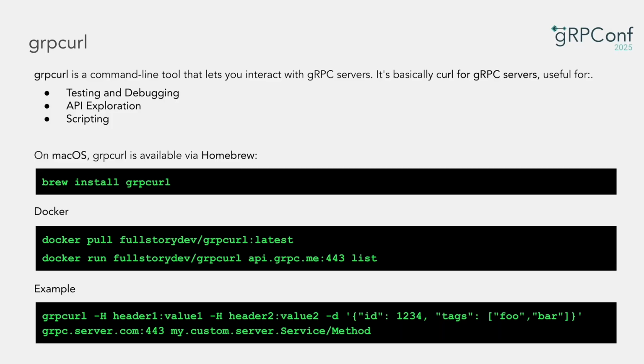It's also amazing for API exploration. If a server has reflection enabled, you can just point grpcurl at it and ask, hey, what services and methods do you have? It will even show you the exact schema for requests and responses. And finally, since it's a command line tool, it's perfect for scripting. You can easily integrate it into your shell scripts for things like automated testing or health checks. Here's a quick example of how you might use it.